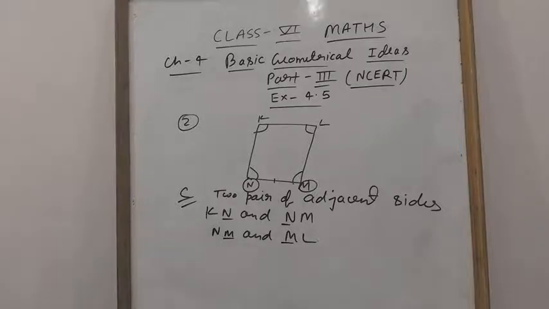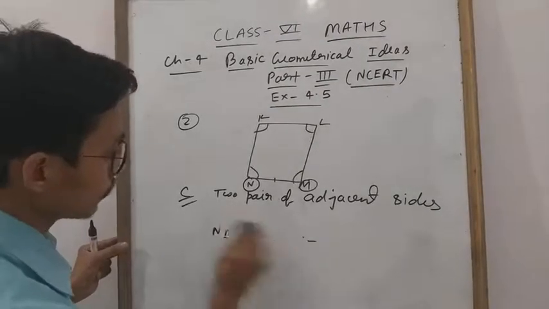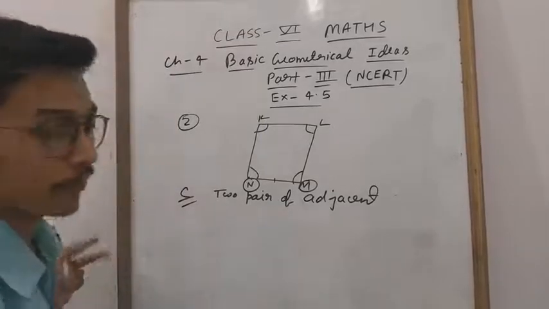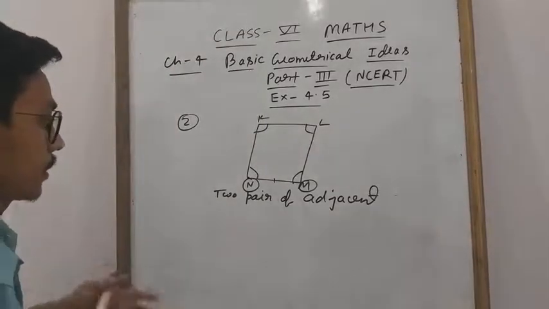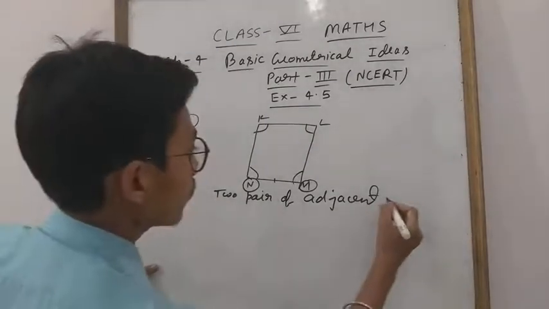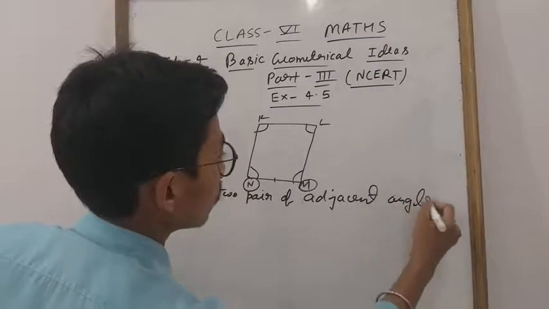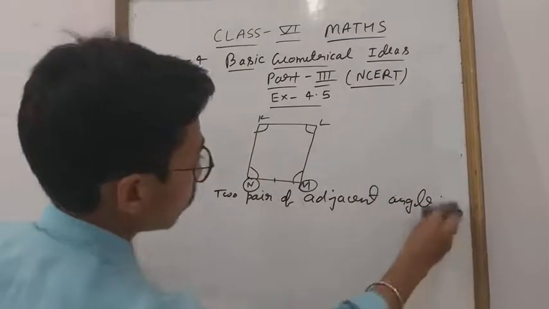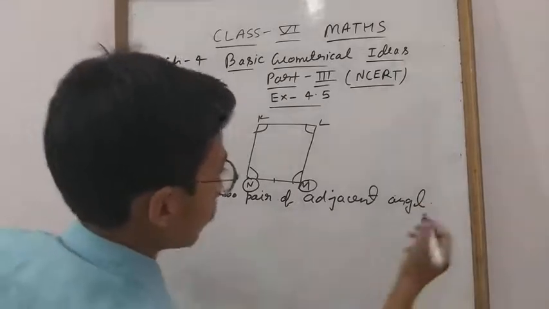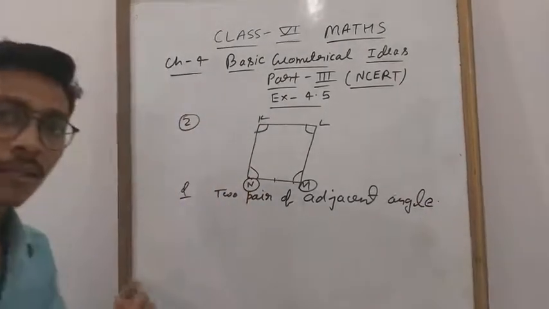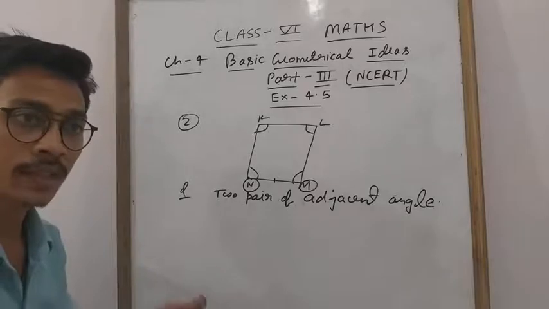Now next is given: two pairs of adjacent angles, and this is part D. What is the meaning of this, student? Adjacent angle. So see, student, adjacent angle means the angles lie on the same side.